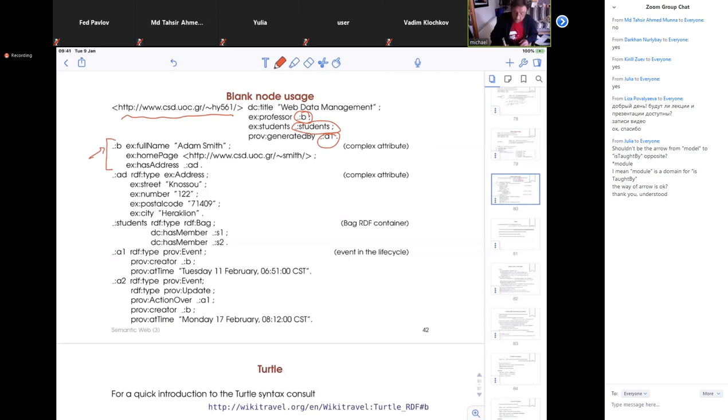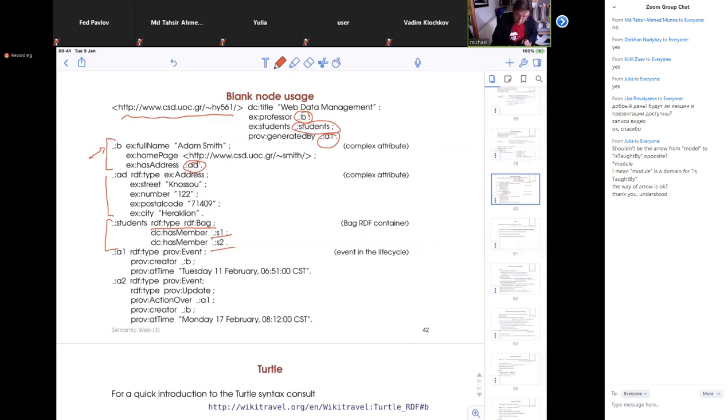What is address? Again, it's a blank node. Because in the address, in this next block, there are a few items like the street, also type, address type, street, number, postcode, city. Now, for the students, it's not a single student, it's a number of students. So we use a special data structure, bag, once I mentioned it, and it can collect a few individuals. Say here we have S1 and S2, and so on.